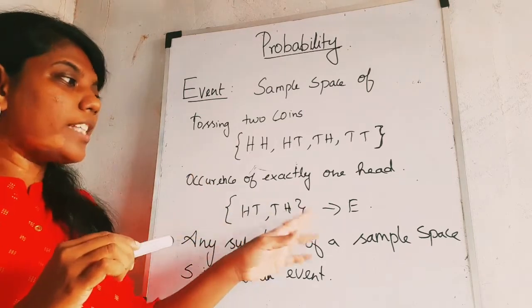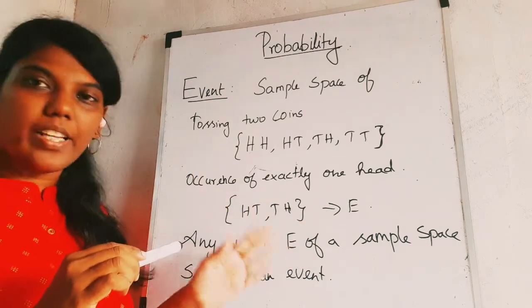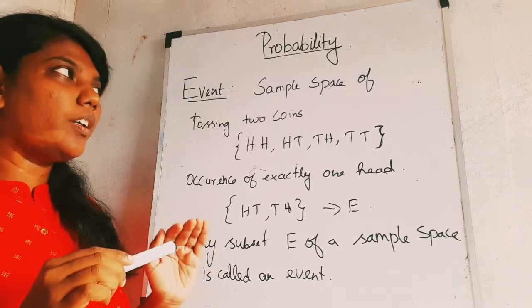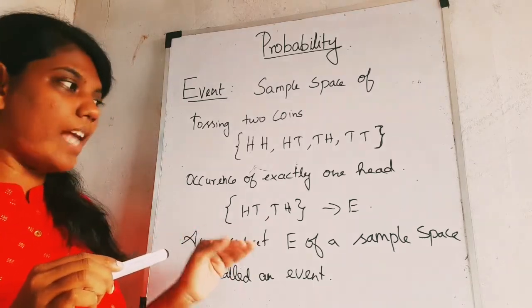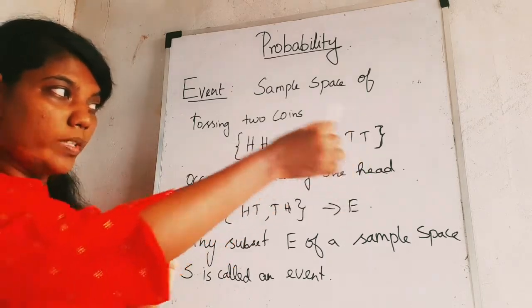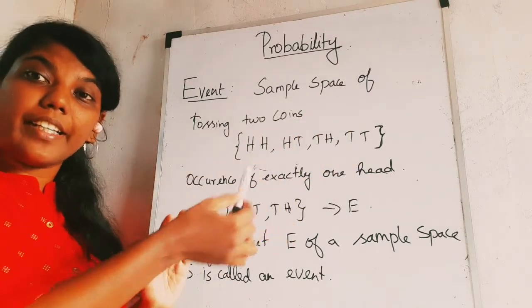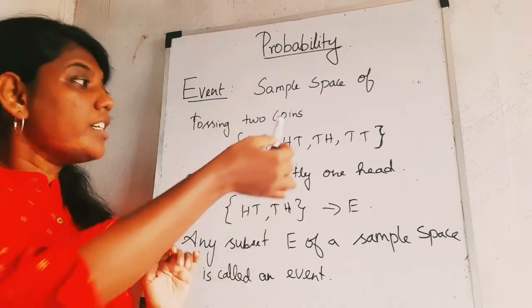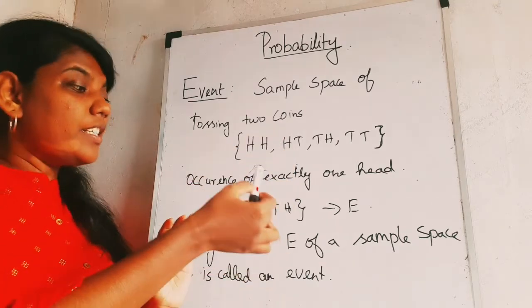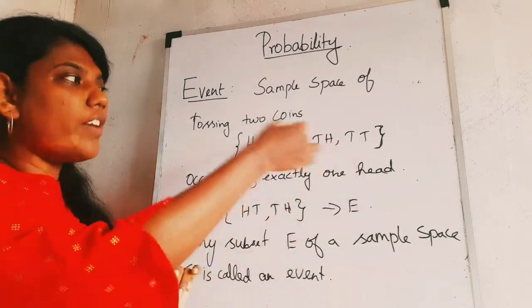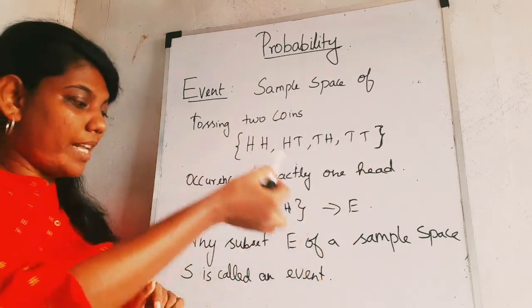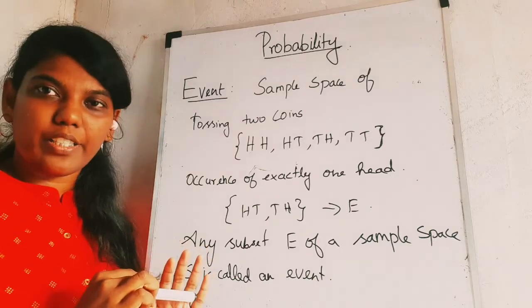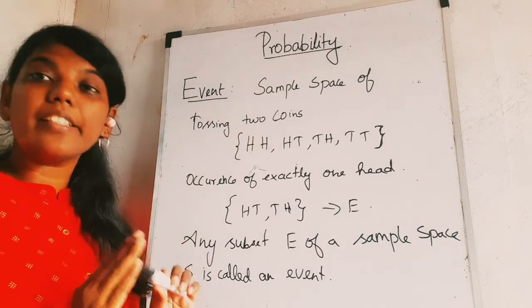Now you will call this an event. In general, how can we define this? It is any subset. This is the whole set, and from that we are taking a subset. You already know what a subset is. That subset E of a sample space is called an event. I hope you clearly understand what an event is.